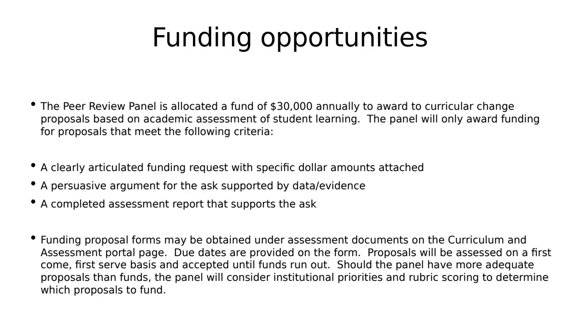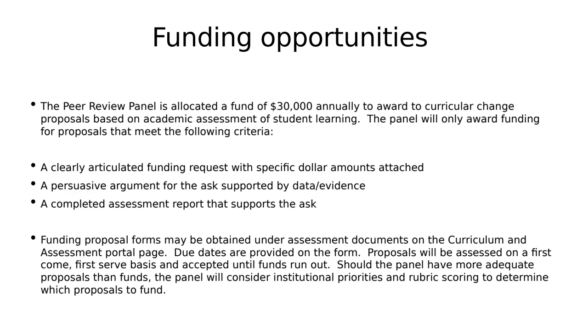So there are funding opportunities available based on assessment results for course and program outcomes. And so the peer review committee panel, this is one of the subcommittees of the assessment committee, is allocated $30,000 each year to award curricular change proposals based on academic assessment of student learning. And so the panel is going to be looking at the following criteria.